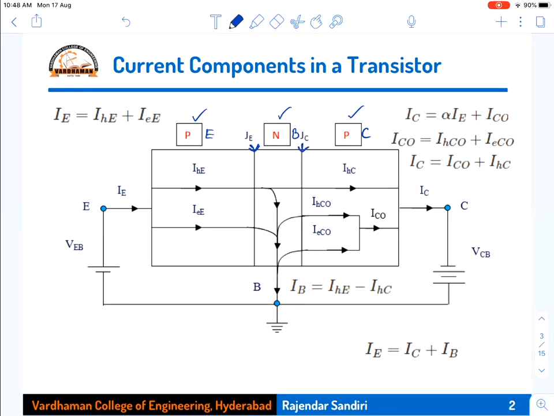Now we have applied the biasing. Applying the biasing is nothing but connecting these two junctions with batteries. Here you are able to see two batteries in this diagram. One battery is between emitter and base. Between emitter and base, I am biasing this emitter junction by connecting a battery. The battery is connected in such a way that this junction should be forward biased, because I want to operate the transistor in the active region.